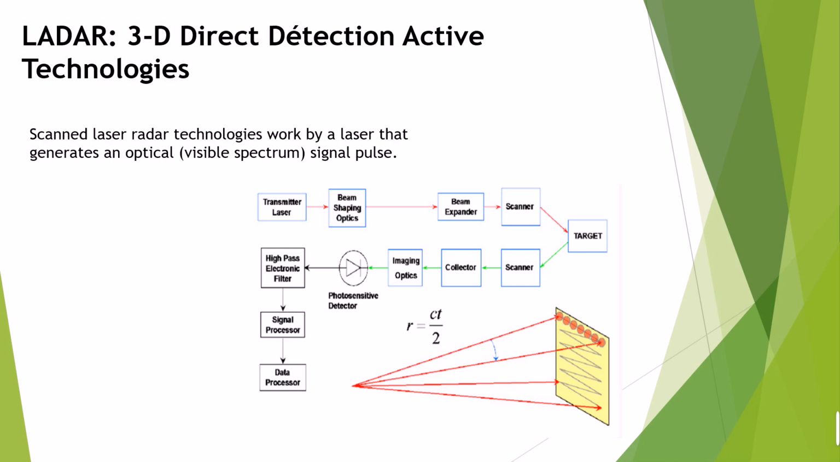Scan laser radar technologies work by a laser that generates an optical signal pulse. This pulse is created such that it has low divergence. Then a scanner directs the pulse toward the targeted area and some of the incident light will be reflected. This light is collected optically into a photosensitive component. By way of the photosensitive component, the optical signal will turn into an electrical signal.